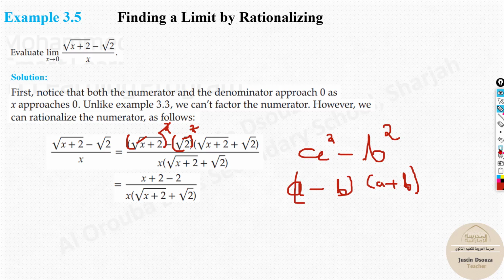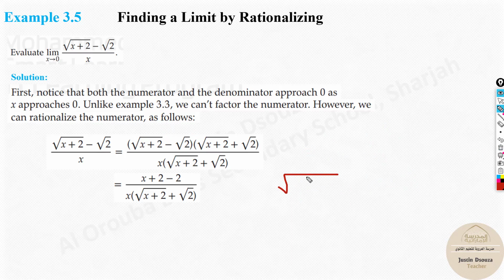That's the thing. What happens is this square root x plus 2 the whole square minus square root 2 the whole square after identity. Now the square root and square cancels off, and you're remaining with this in the numerator.